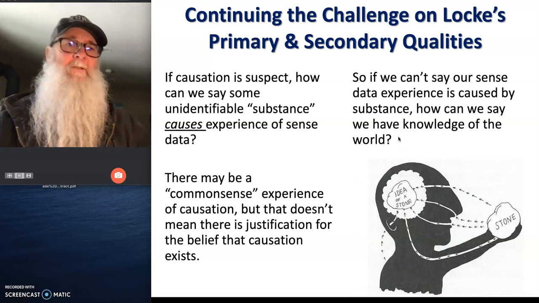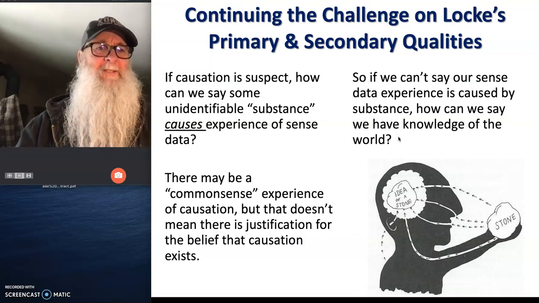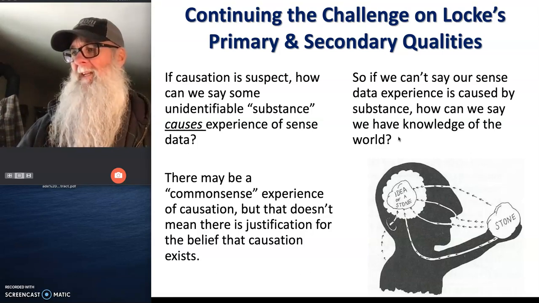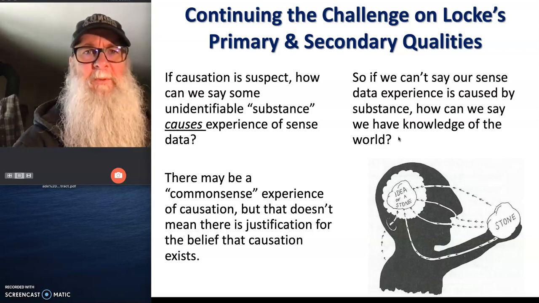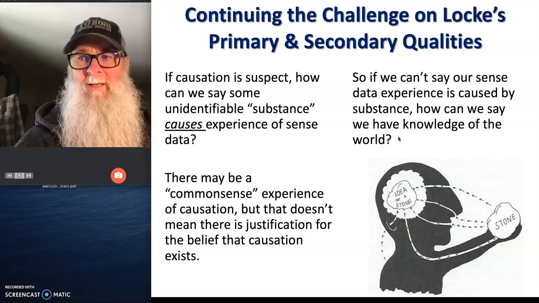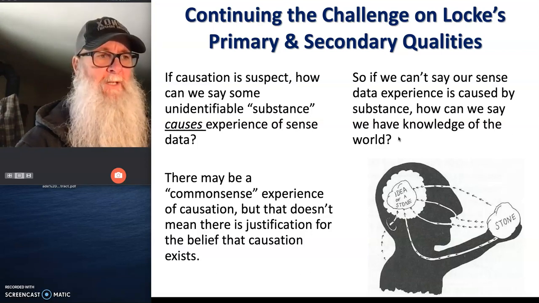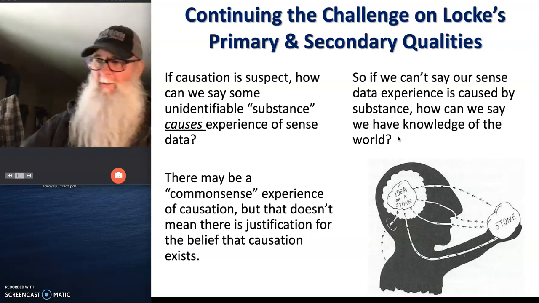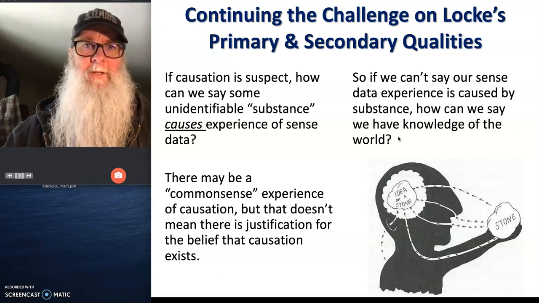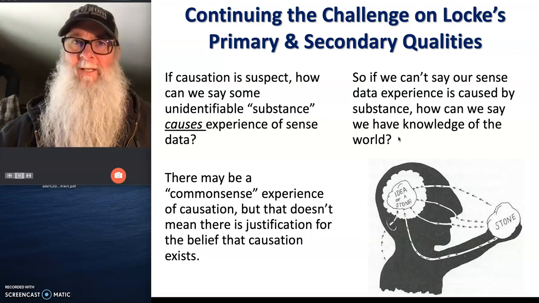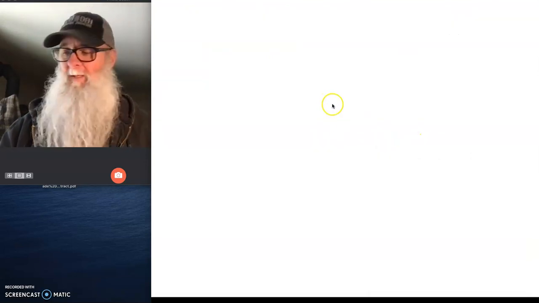And if causation isn't necessarily real, we can't say our sense data experience is caused by substance. And so if we can't say that with 100% certainty, how can we say that the knowledge that we gain of the world through our experiences is actually existent? How can we claim that the knowledge that we have that is supposedly being caused by the things that exist in reality is really knowledge of the world, when we can't even prove that causation exists, which would be necessary for us to have that knowledge of the world in the first place?